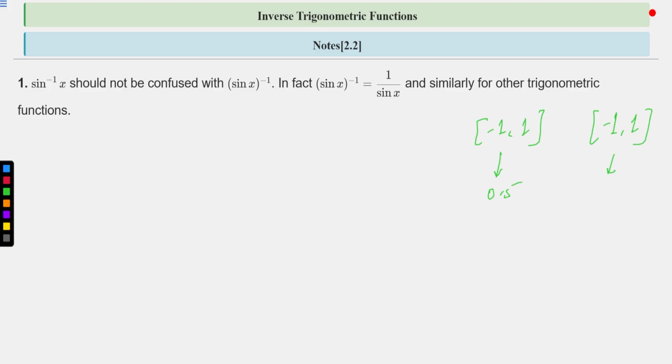So you cannot confuse sine inverse x with sine x inverse, right? It is not the same thing. Sine inverse x is not equal to sine x inverse. In fact, sine x inverse can be written as 1 by sine x, and sine inverse x is a different thing. Similarly for the other trigonometric functions as well.